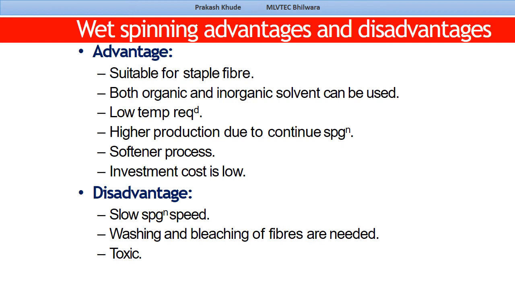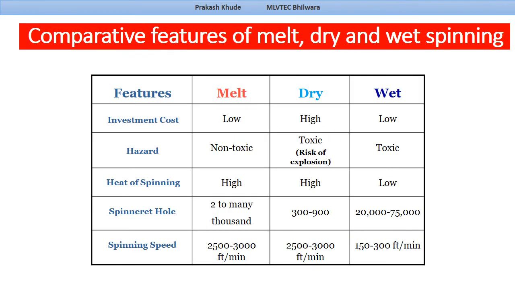Next, we will discuss the three spinning systems we have seen, that is melt spinning system, dry spinning system, and wet spinning system, in terms of different features. If you talk about the investment cost, the melt spinning system is very low, followed by the wet spinning system and the dry spinning system. Dry spinning takes high investment cost because we need to supply the hot air. All these components need to be taken care of, so the investment cost in case of dry spinning is very high.